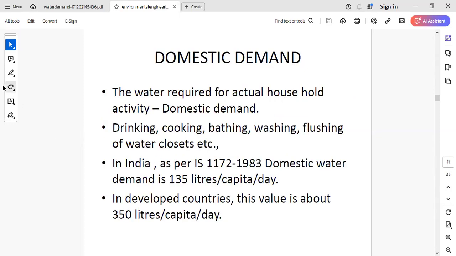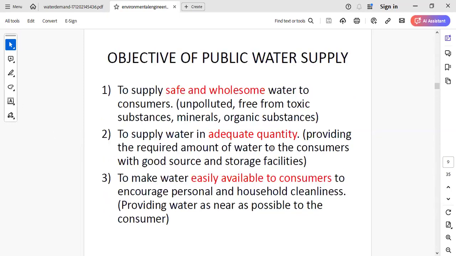Okay, these are that. In the next class I'll start how we predict the population, and how to calculate the future population for the supply.